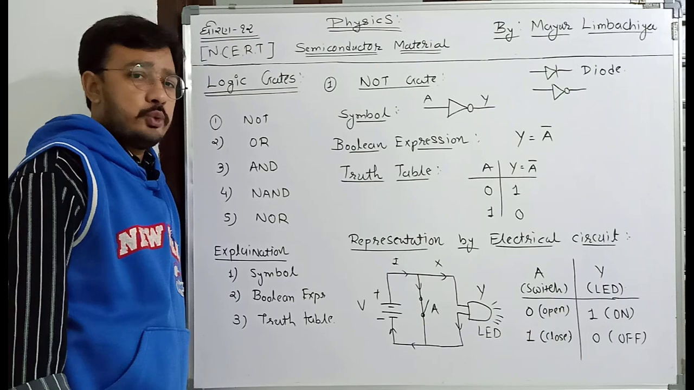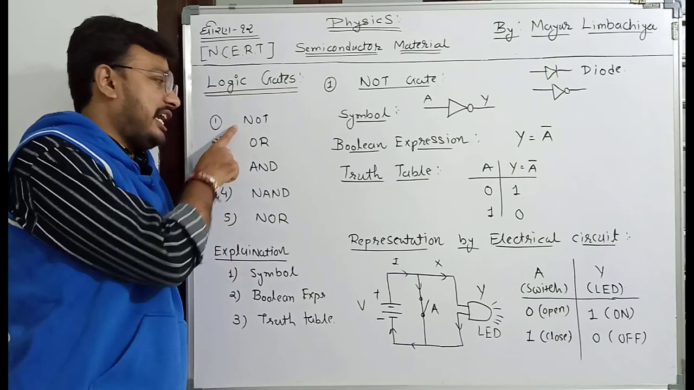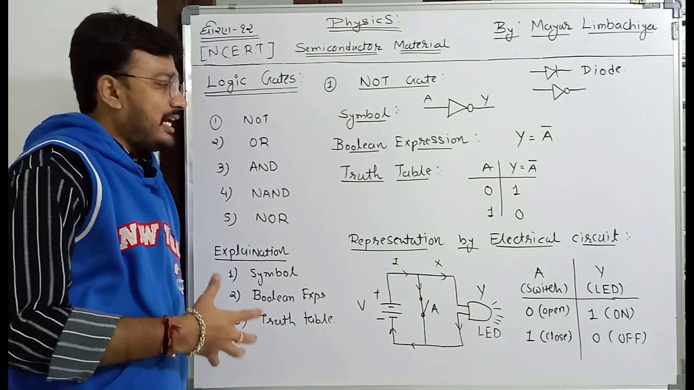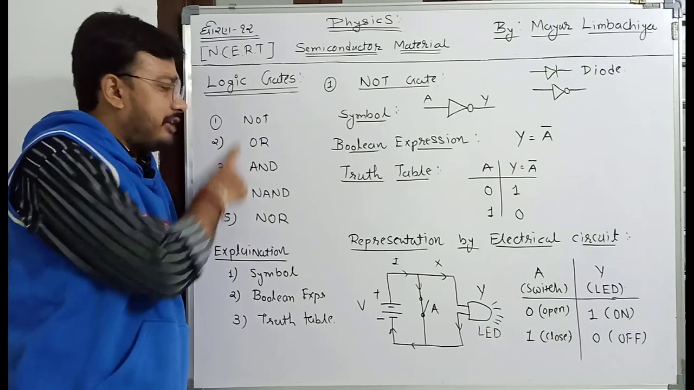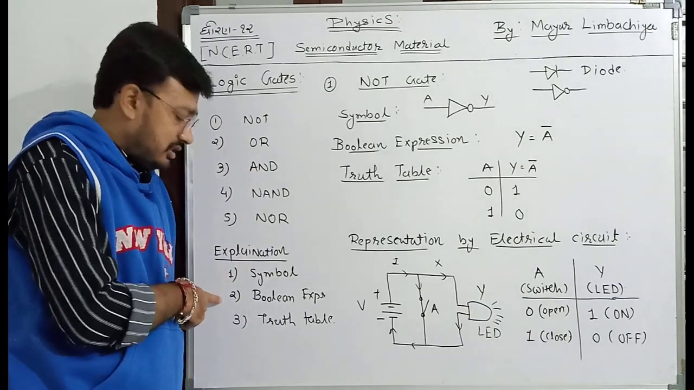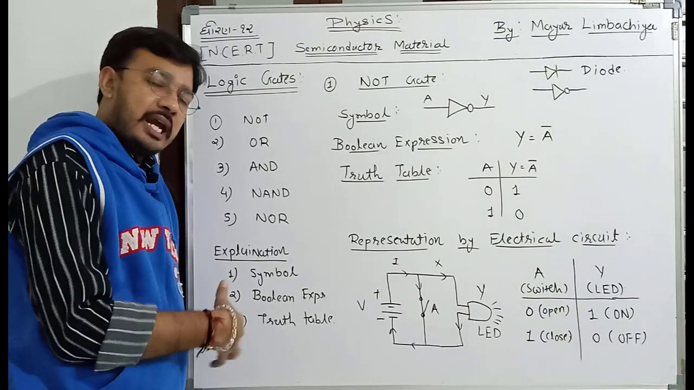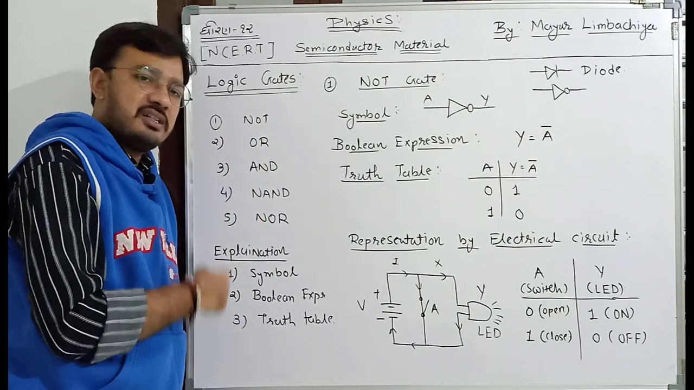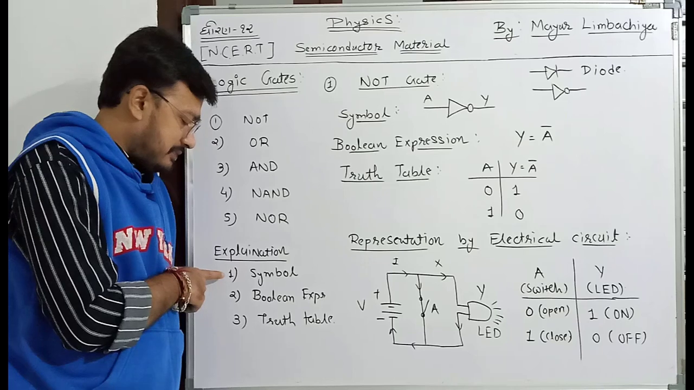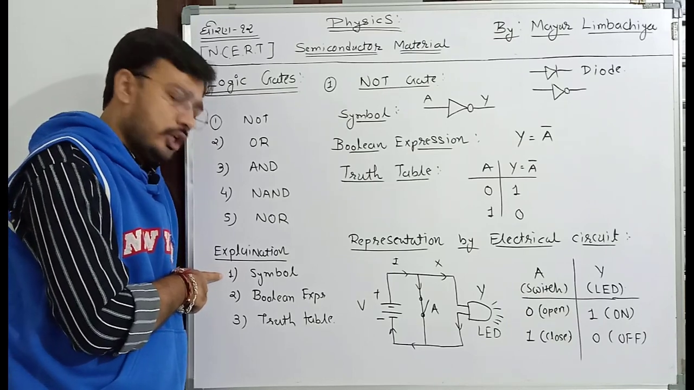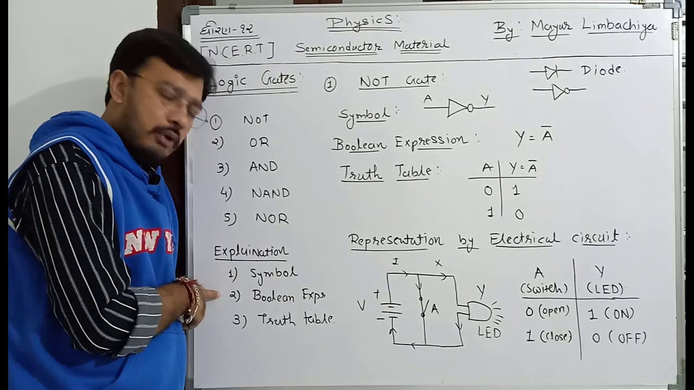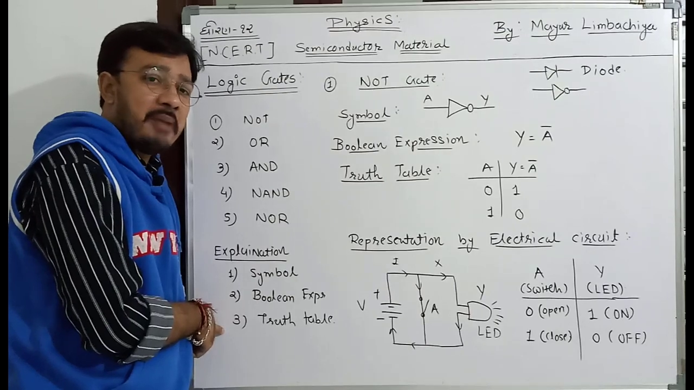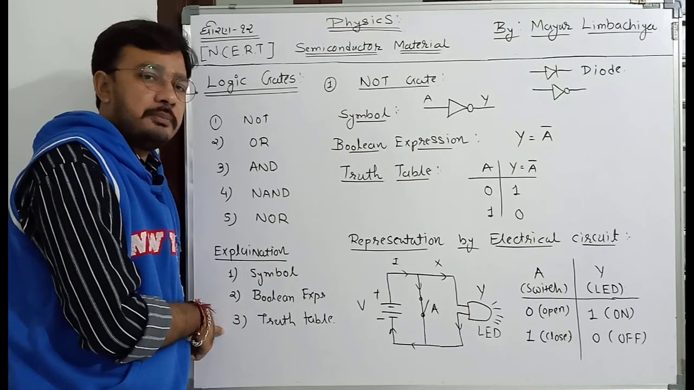Students, there are 5 gates you have to study in this chapter: NOT gate, OR gate, AND gate, NAND gate and NOR gate. To describe these 5 types of gates, you can explain all of them with the help of 3 parameters. So what are these parameters? The first is the symbol, which means you have to draw the symbol of the gate. Then you have to write down the Boolean expression of the particular gate, and you have to mention a truth table of that particular gate.